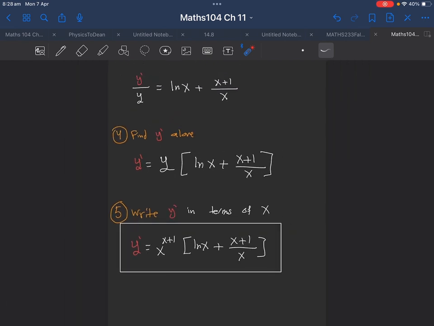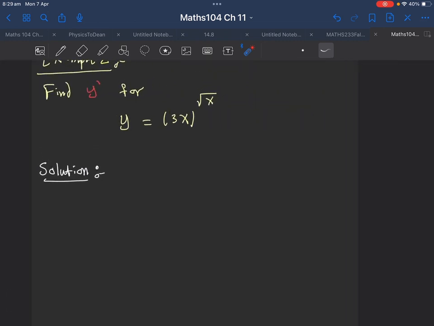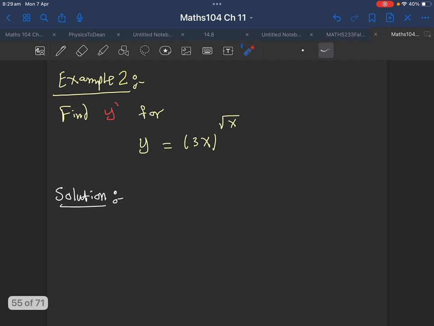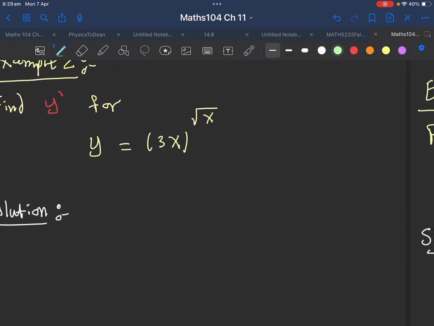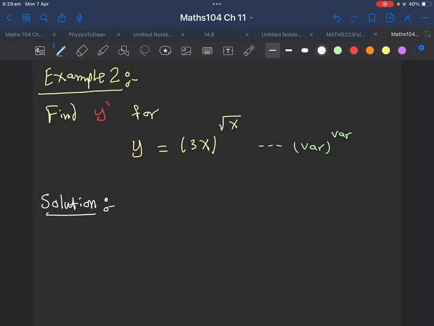We will do another example, which is exactly the same steps. So I'll just go through it all over again. Now, if you look at this example, again here, let me just write it on one side. Again here, we have variable to the power of variable, which is something we have not encountered before. So how will we solve it? We will use the logarithmic differentiation.